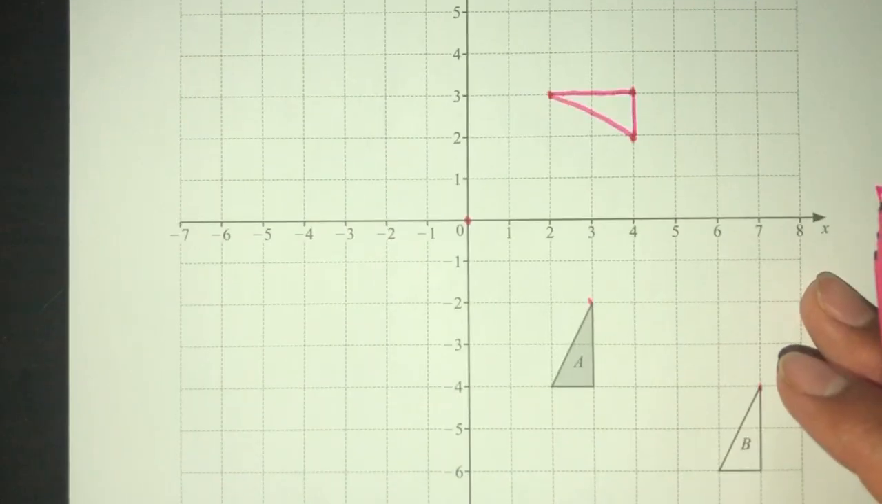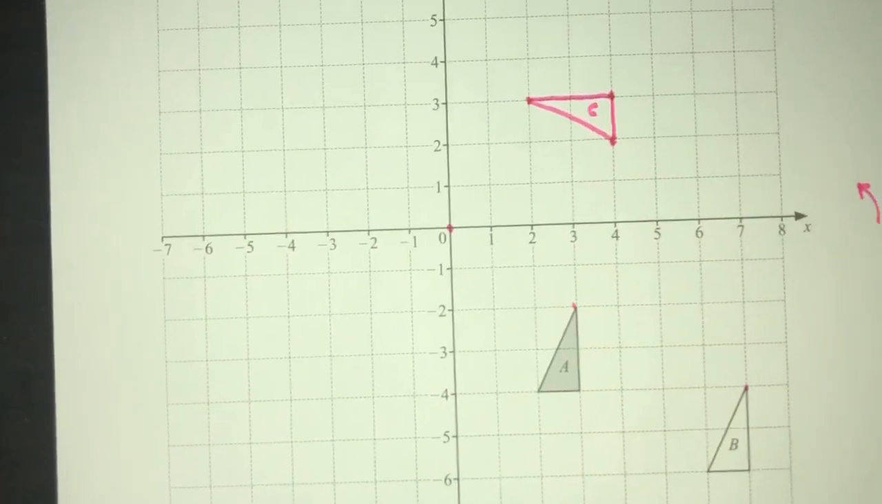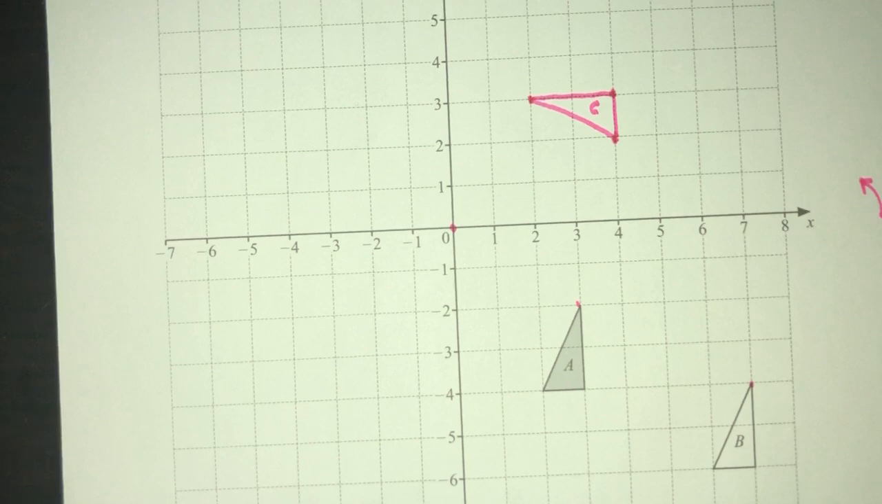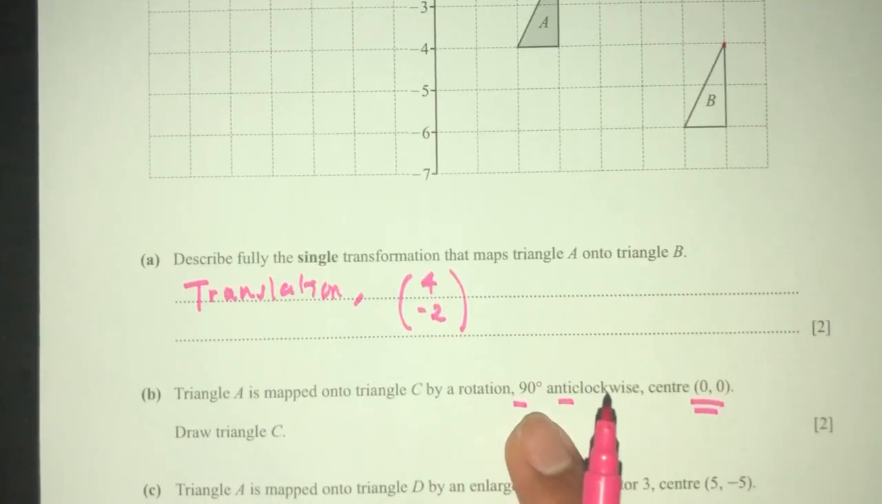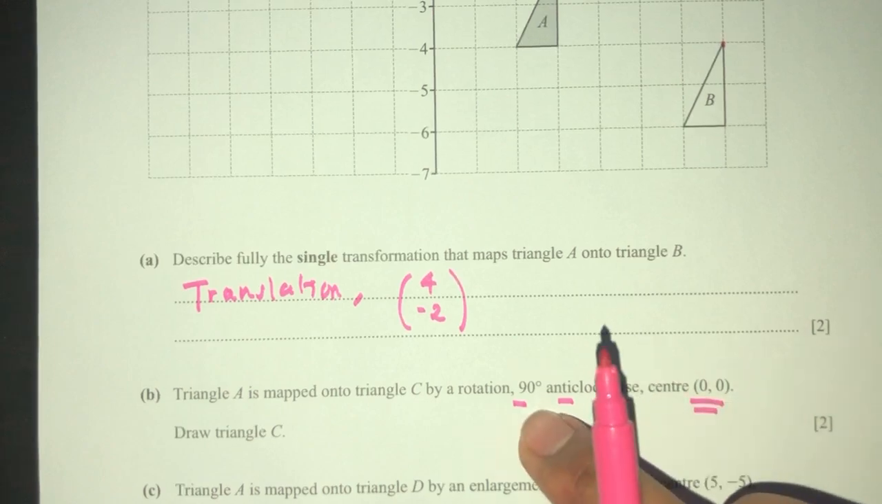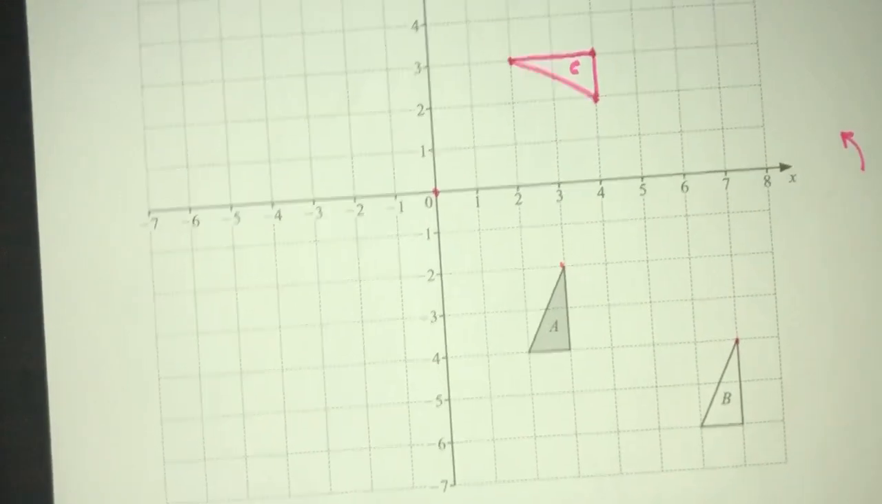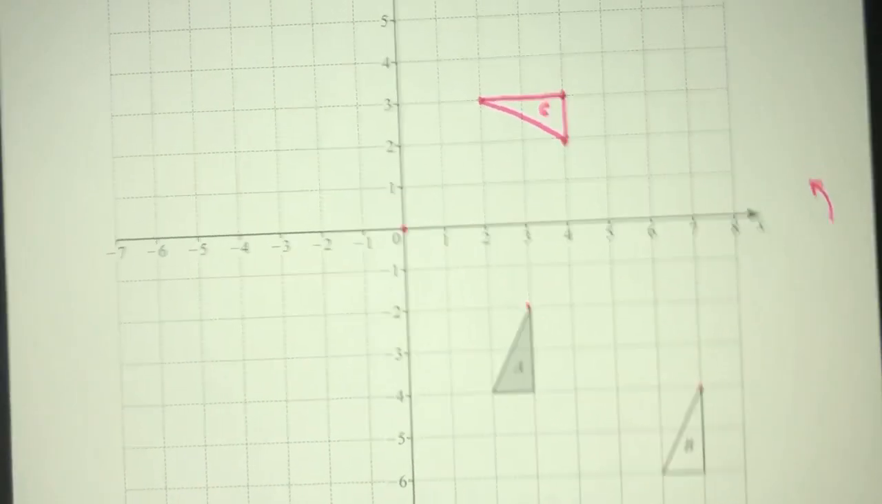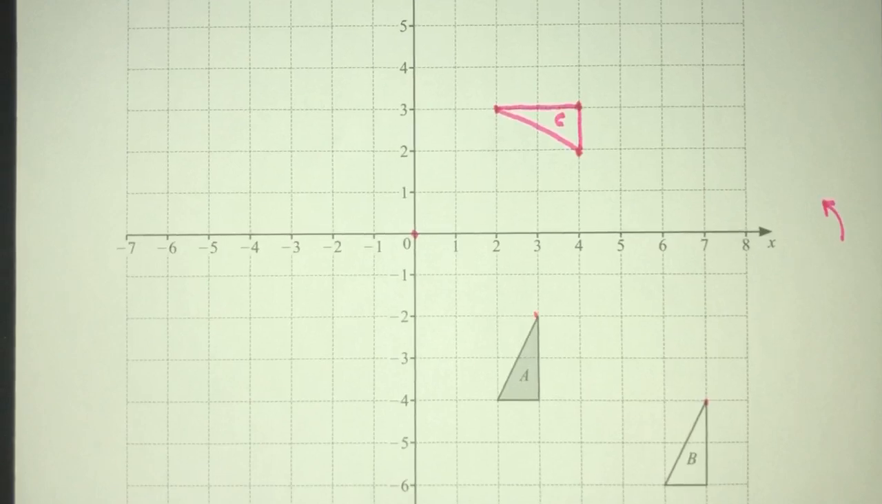That will be C. Again, the reason I was able to do this is because we have an anti-clockwise rotation, center 0, 0, and it is 90 degrees. Because of that, it is easier to do these kinds of steps or methods. But usually, if I have time, I will check using the formula.